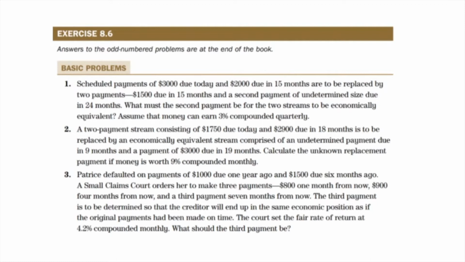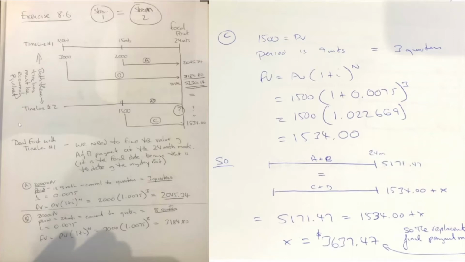So you want to be able to compare apples with apples and to say, okay, let's compare them. So what must the second payment be of the 2 streams to be economically equivalent? Assume that the money can earn 3% compounded quarterly. So with these problems, as I say, the number 1 thing you need to do is to draw a timeline first. And in order to make the problem, I'll call it easier to solve, you have to ask yourself, what's a good point of reference on which to assess the time value of both of those payments? There's nothing to prevent you from picking any time at all, but you want to make the math easy.